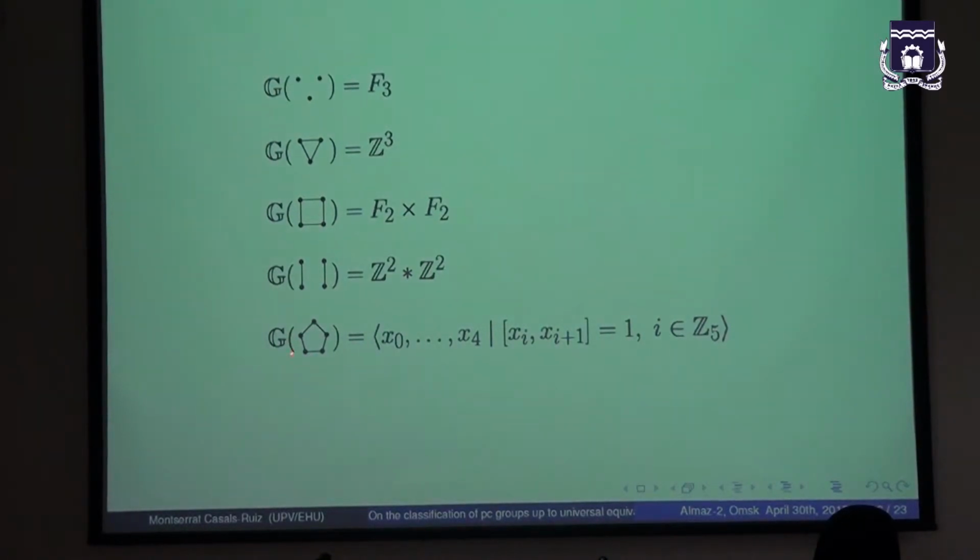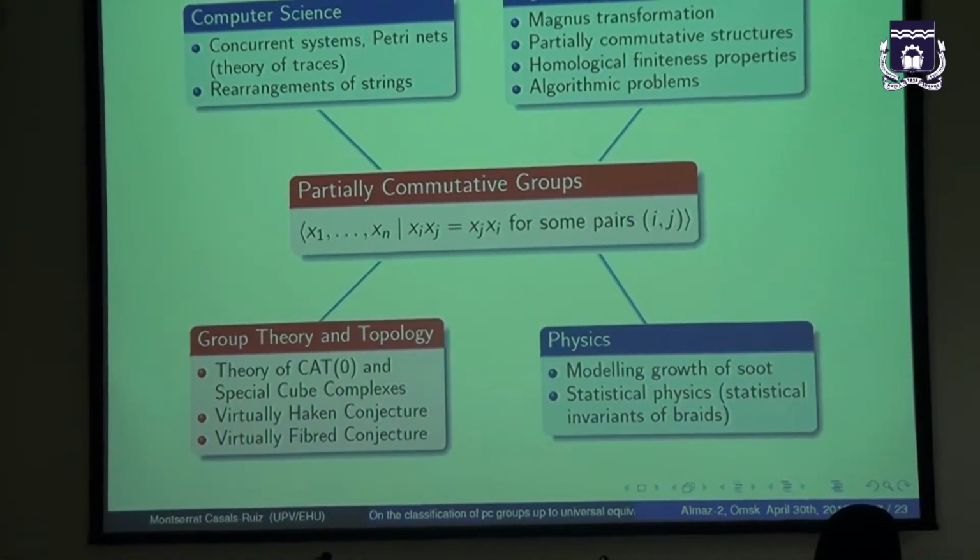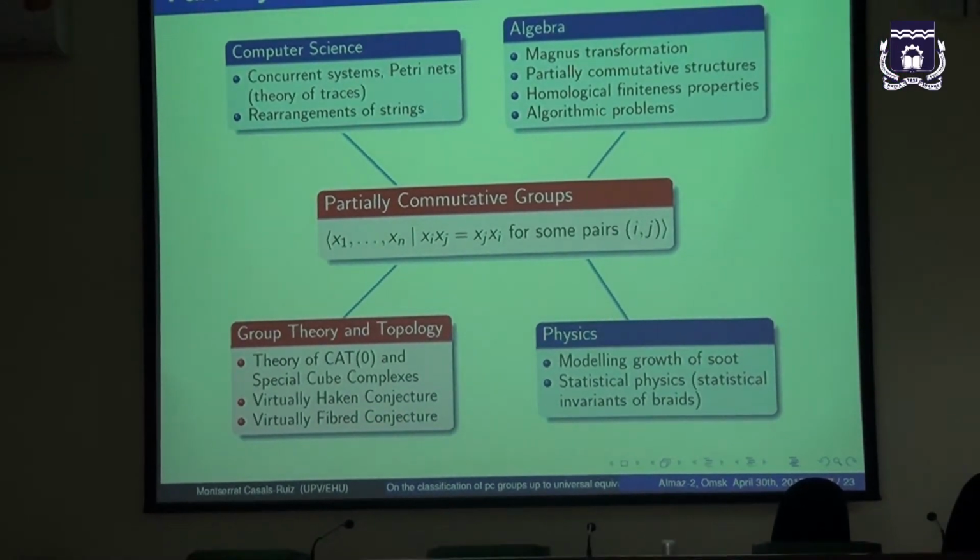So 1 commutes with 0, 4, and so on. This is the type of group we want. So they occur in many places. I'm not going to go all over. I just want you to have the feeling that they are natural, and since they're natural, they appear.